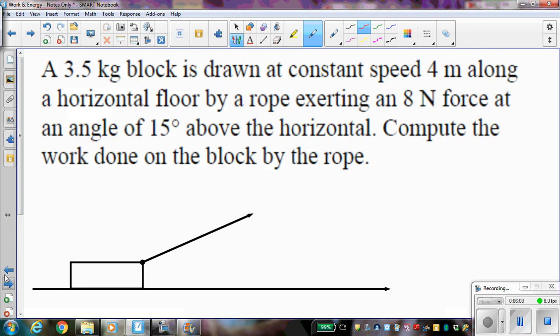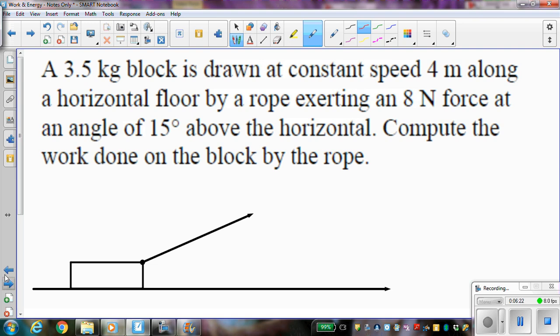So same thing here. If you have a 3.5 kilogram block and it's drawn at a constant speed, 4 meters along the horizontal floor by a rope exerting an 8 Newton force at an angle of 15 degrees above the horizontal, compute the work done by the rope. So we're actually going to do this problem tomorrow. You can see if you can do this one today.